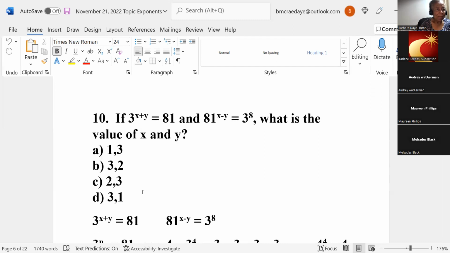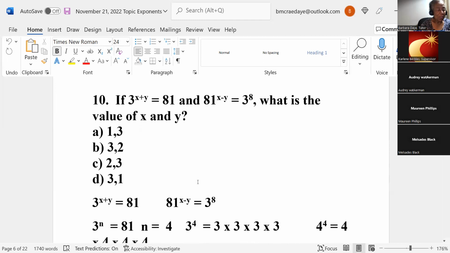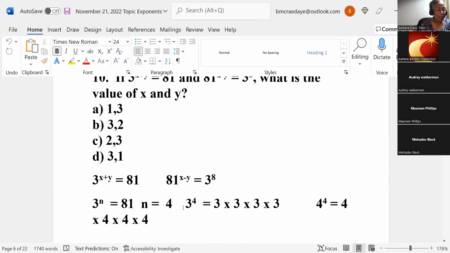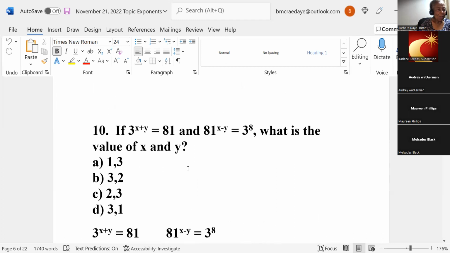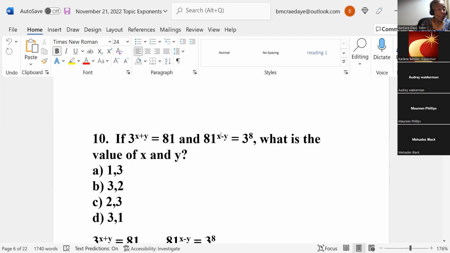What about the other part? Once you say that's 3 to the 4th power, then the next one is 3 to the 8th power. The other part says 81 raised to the x minus y power. So it's saying now that if you take away 1 from 4, we get 3.